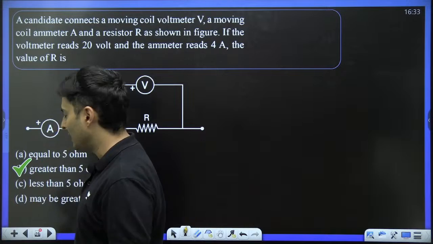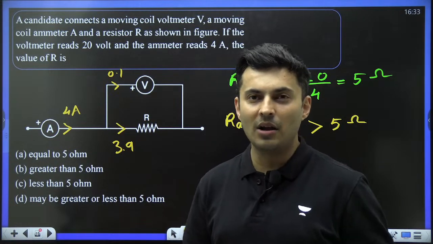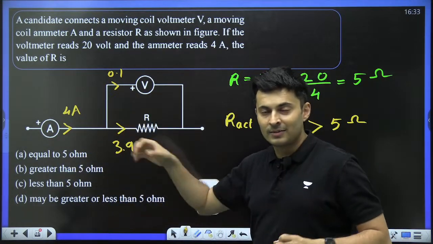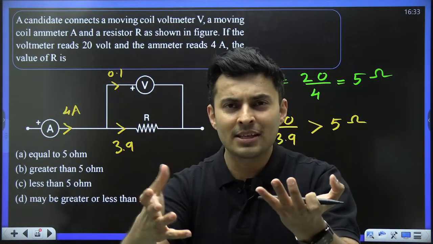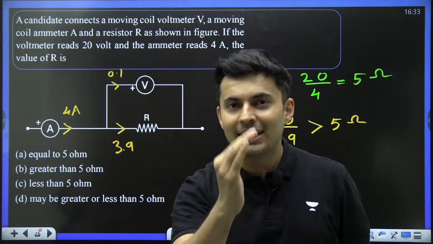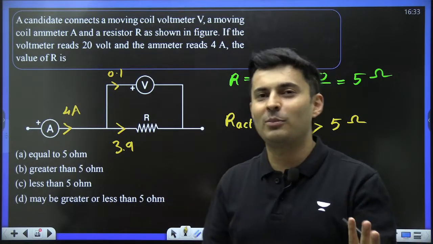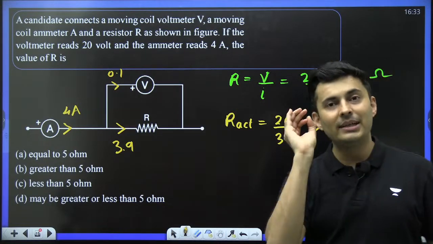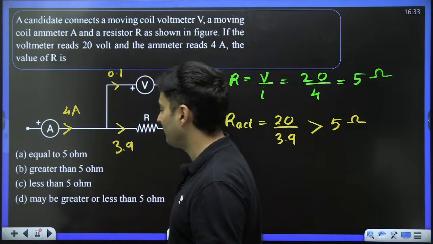Option B, exactly. That's the answer. So when you perform the Ohm's law experiment, connect a voltmeter and ammeter, and the resistance you measure comes out to be, let's say, 70 ohms, the actual resistance will be slightly less than 70 ohms. Maybe 69.5 ohms, 69.8 ohms. That depends on how the current gets distributed. But it will definitely be less, because you cannot have an ideal voltmeter in real life.